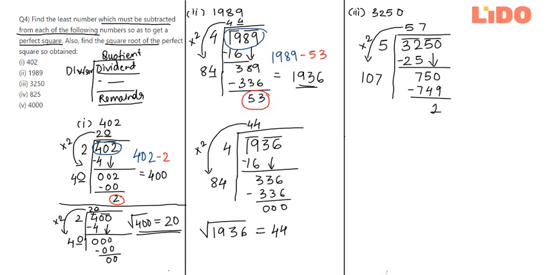If you can see, red and blue I have marked, so that's the remainder and your dividend. You're going to subtract it, right? So let's take 3250 minus 1, which gives me 3249. So 3249 is a perfect square.